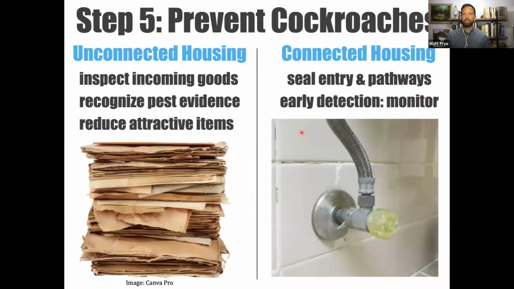The next thing that we want to consider is to prevent cockroaches. So if we're in unconnected housing, a standalone home, for example, we want to inspect incoming goods to make sure that we don't have any cockroaches on them. We want to recognize pest evidence. So for example, those brown fecal spots from the German cockroach could be on a box as we're buying something at the store. So we want to be able to recognize that, and then reduce attractive items that are present in the home.